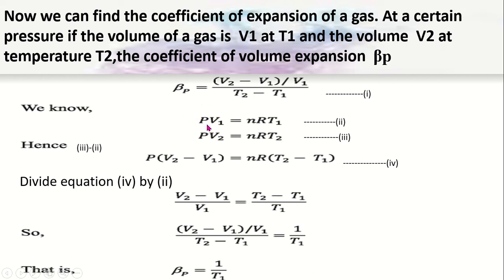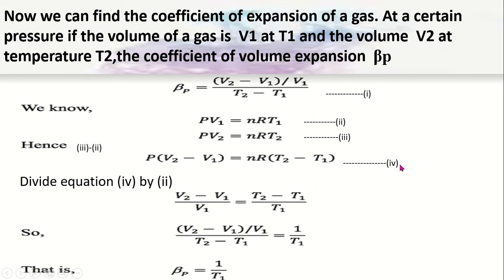So, ideal gas equation what? PV equal to nRT, and I have told you at T1 temperature the volume is V1 and at T2 temperature the volume is V2. But if we keep the pressure constant, pressure remains P, then what happened? PV1 equal to nRT1, equation 2, and PV2 equal to nRT2, equation 3. Now we will subtract equation 2 from equation 3, then we will get P into (V2 minus V1) equal to nR common, (T2 minus T1). This is equation 4.